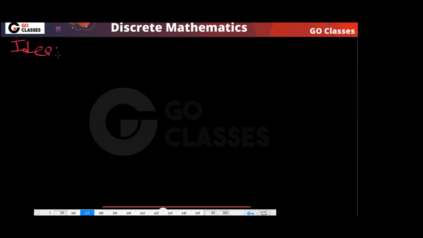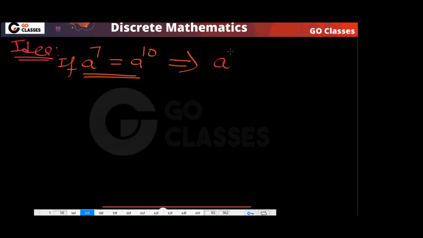So notice the idea. Let's assume some element a such that a power 7 is equal to a power 10. Then what does it mean? Tell me, if a power 7 is equal to a power 10, what does it tell you? Remember, it tells you that a power 3 will be the identity element.